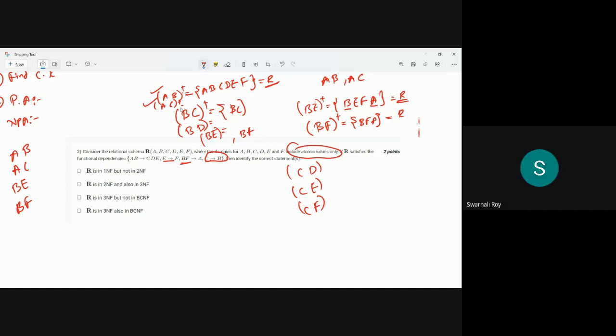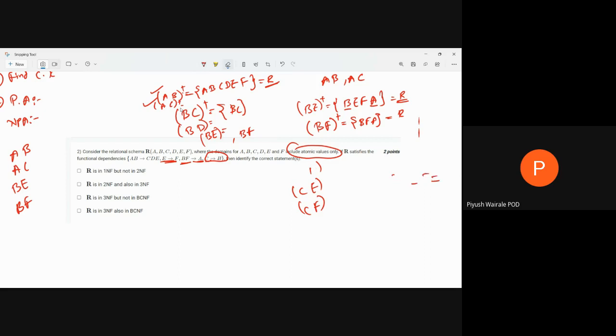Sir, I do not understand how BE is a key. Yes, so if we take the closure of BE, what will we get? BE, right? From E, I will get F, right? And from BF, I will get A, right? Okay, got it. And from AB, I will get all the attributes. Understood. Thank you. Right? Yeah.